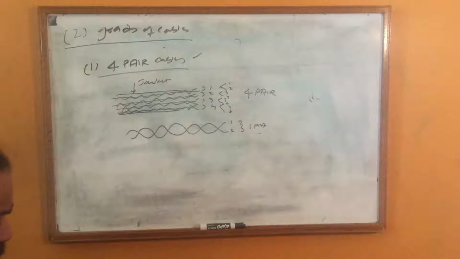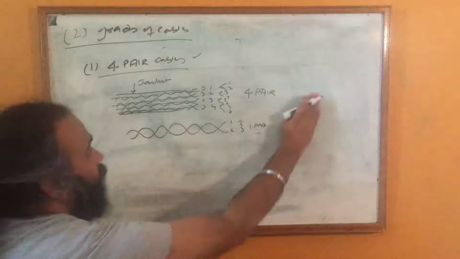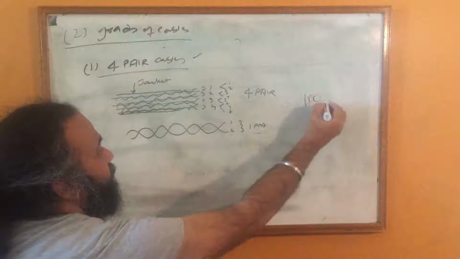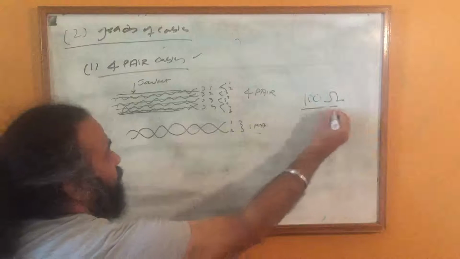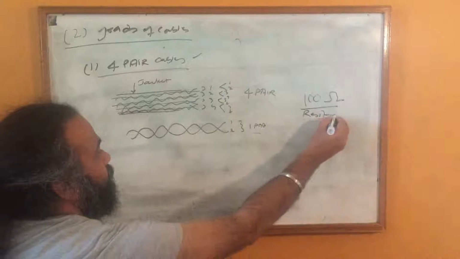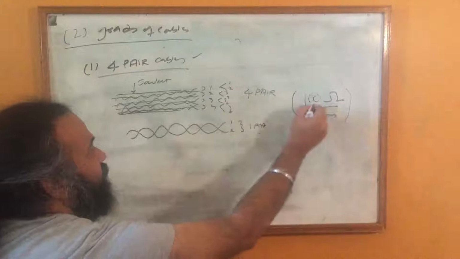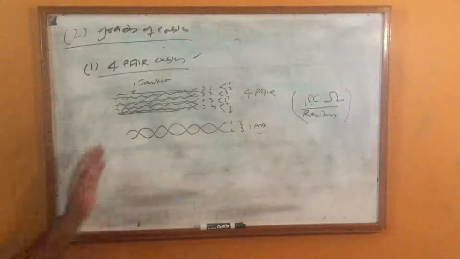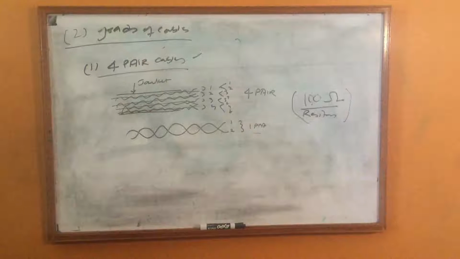They have a resistance of 100 ohms. 100, the symbol for which is ohms, is called the resistance. Just remember this word, 100. In these 4-pair cables, we have been calling them by different names for probably more than 18-20 years. They are also called category X cables.